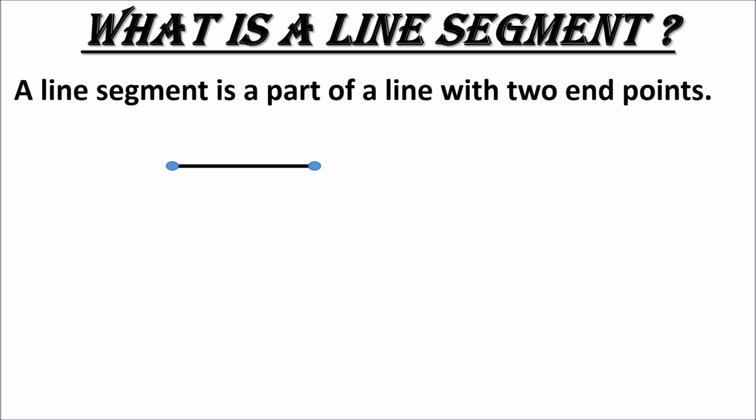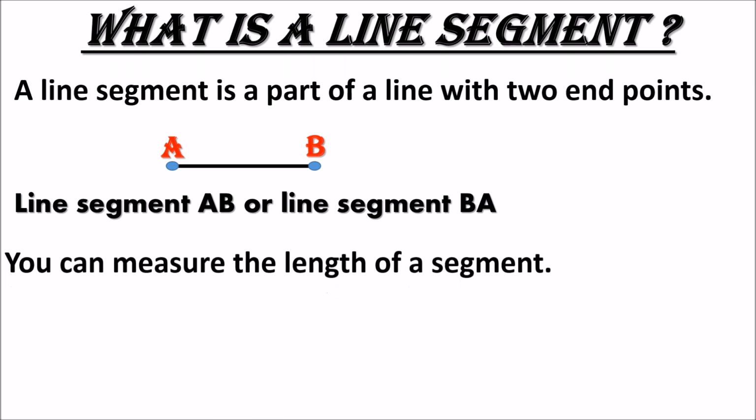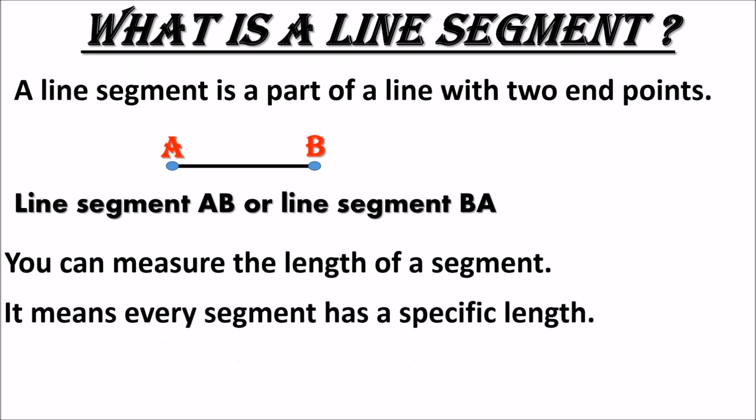It has two endpoints, point A and point B. You can name this line segment as line segment AB or line segment BA. You can measure the length of a segment. It means every segment has a specific length.